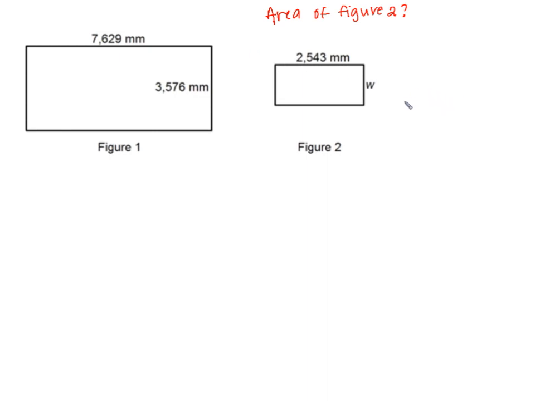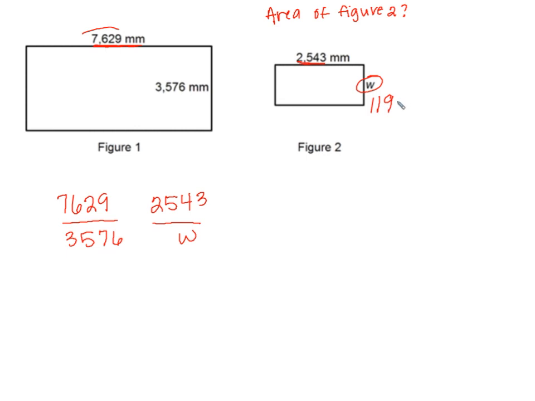Alright, they're asking us for the area of figure 2. We're going to set it up like a proportion so we can figure out our missing value here. So this goes together, it's a rate, so 7,629, 3,576. Match up the corresponding sides. So the 2543 is going to go on top, and the W is going to go on bottom. Cross multiply and divide. And it is 1,192.